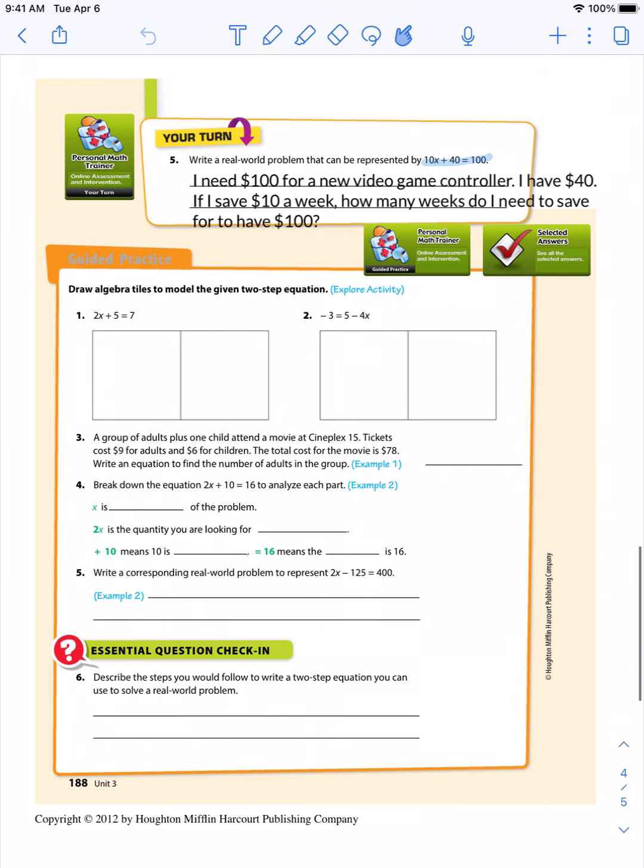All right, so that's my example. I want you to come up with an example and write it down. All right, we'll share our examples tomorrow. Let's see how creative you guys can be.